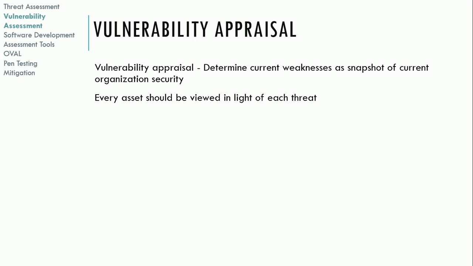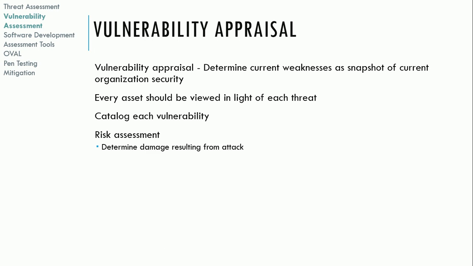Again, it could have been looking at the different keywords or the different categories and coming up with what the threats could be. Or we can get more specific by looking at the attack tree or a combination of both. But once we understand what those threats are, now we're going to catalog these different vulnerabilities and do a risk assessment to determine the damage resulting from the various attacks that we've identified, and the likelihood that the vulnerability is a risk to our organization.